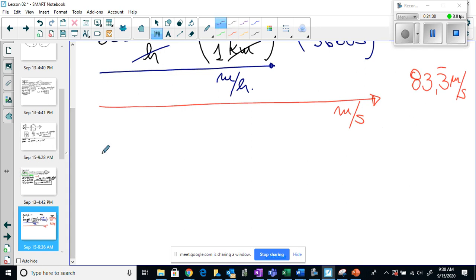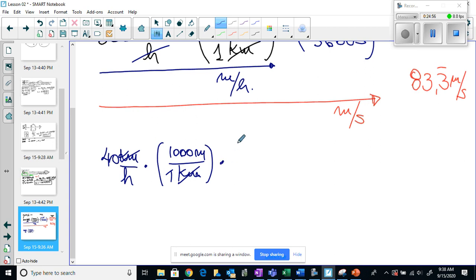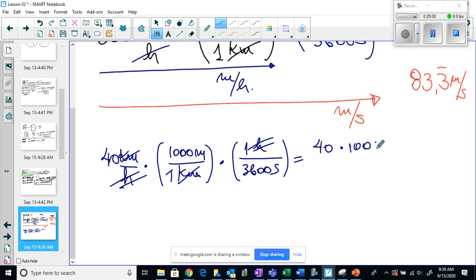The final velocity was 40 kilometers per hour, if I'm not wrong. And then we'll do the same calculation. So 1 kilometer, 1,000 meters, kilometers and kilometers are canceled out, and then 1 hour over 3,600 seconds. So hours and hours are canceled out. And then what we have is 40 times 1,000 over 3,600. Someone please give me the calculation. The units for this will be meters per second.